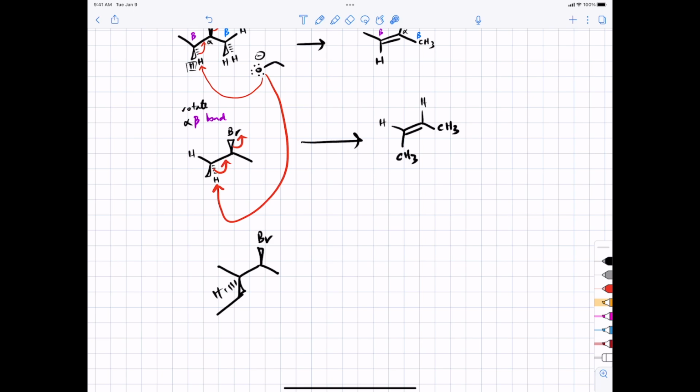And actually, that can be a great way for me to test whether or not you know that the proton has to be anti to the leaving group, to see if you get the stereochemistry right in this situation. So, for your homework, draw me the elimination product. You don't have to worry about what the base is, just draw the elimination product that you would get from that molecule. Okay? All right. That was fun. Next time we're going to make it even worse.